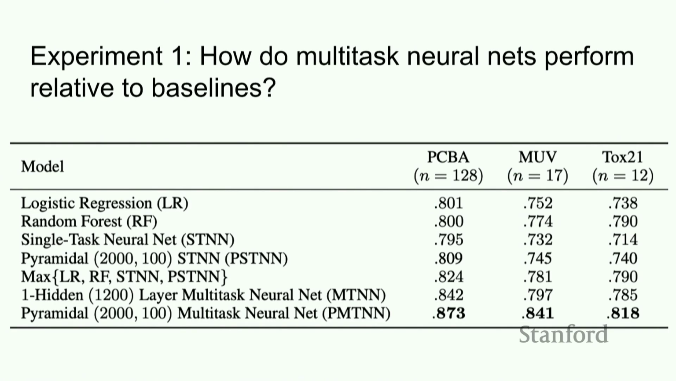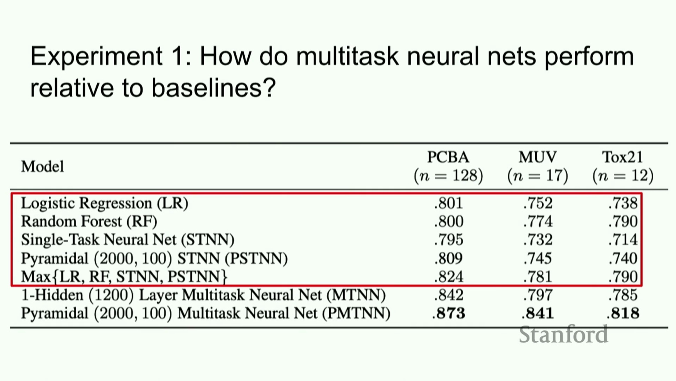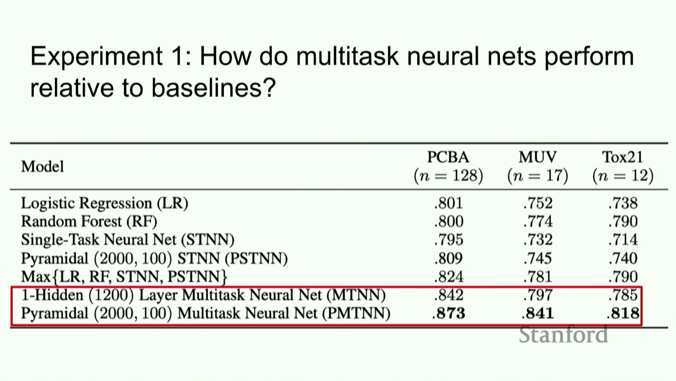So experiment 1: how do multitask neural nets perform relative to baselines? Basically, they train a bunch of simple machine learning models on each of their tasks and then compare their multitask networks to those baselines. The first 5 lines here are simple baselines: logistic regression, random forest, and 2 simpler neural nets. The max here is just the task-wise max, taking the best model for each task and evaluating those. Then they train 2 multitask networks and show that those multitask networks do better.